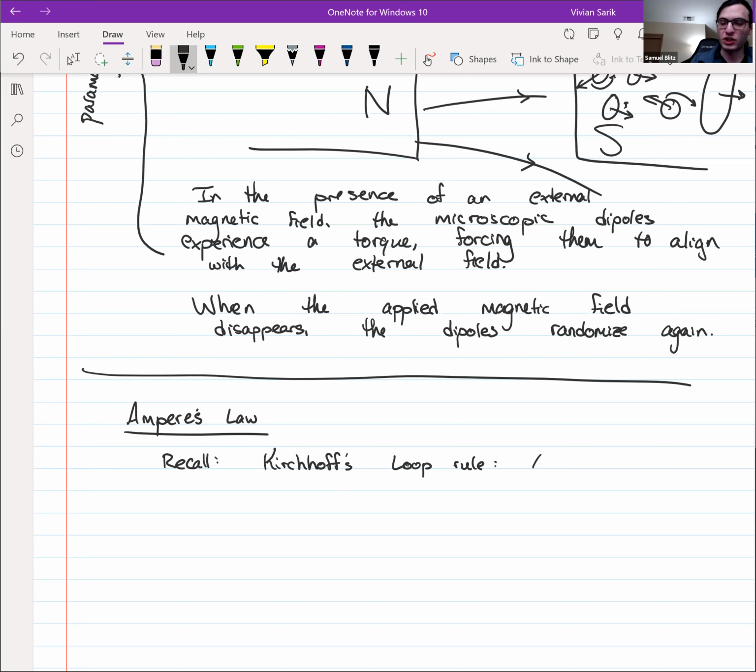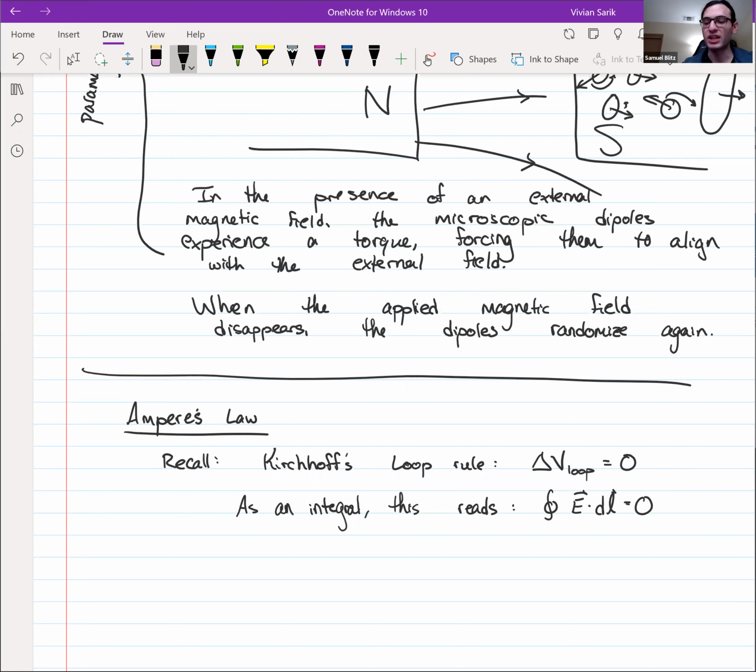Is the statement that the change in voltage around a loop is 0, right? That's Kirchhoff's loop rule. So as an integral, we could convert that to an integral of the electric field, right? Because the change in potential is just a line integral of the electric field. So we can write Kirchhoff's loop rule as the integral over a closed loop, a closed line integral, that's what the circle means, of E dot dl equals 0.